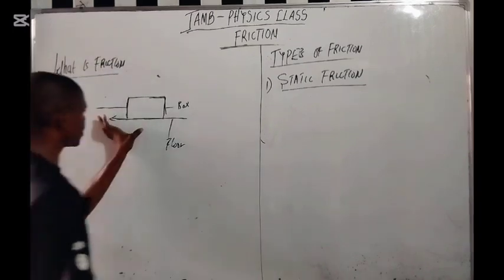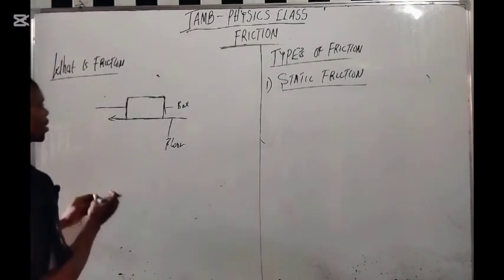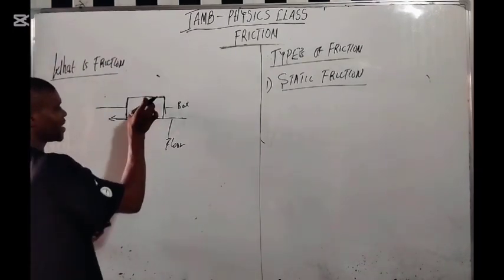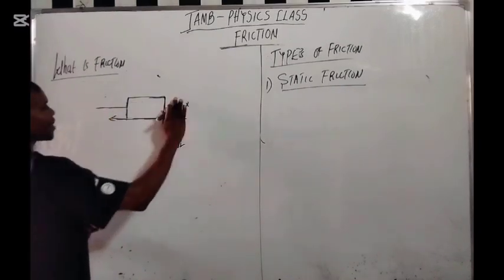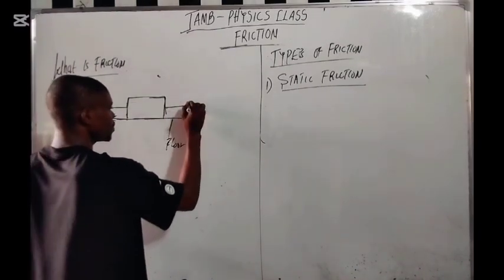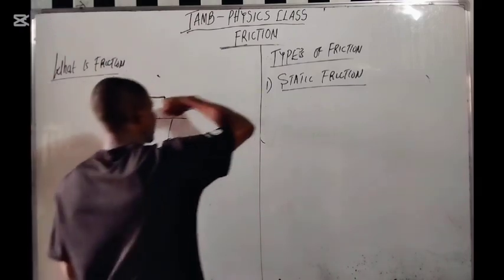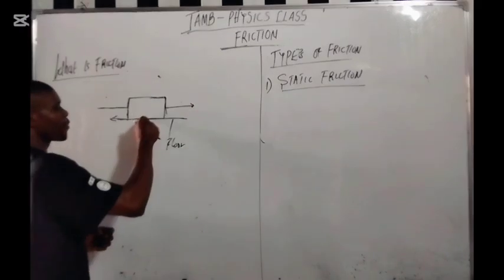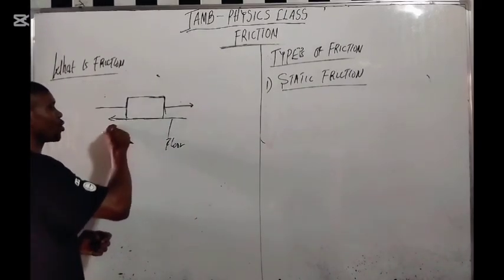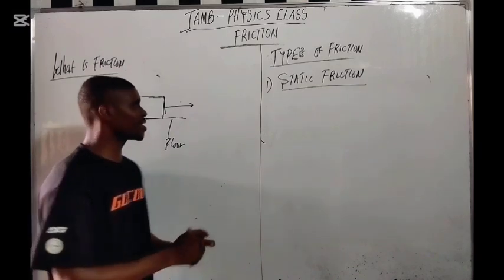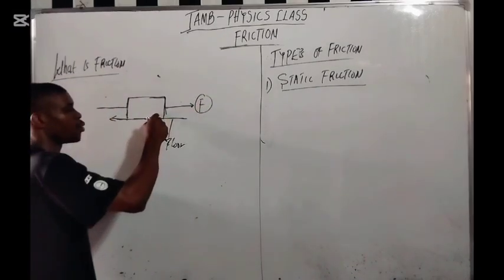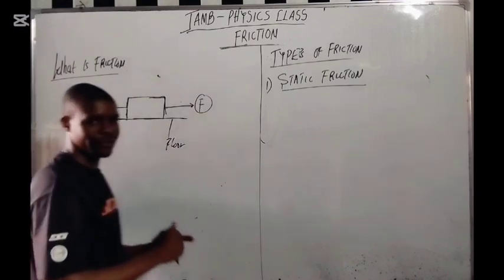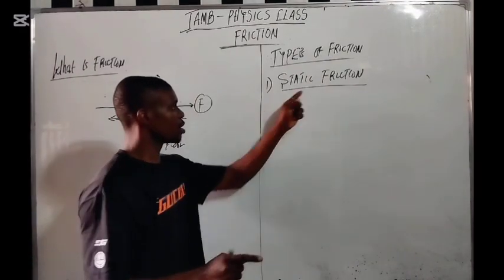Take an example like this one here. This object is stationary; it's not moving. If you apply a force to drive it, what prevents this bus from moving is called static friction. So before this bus can move, the force you apply must overcome the static friction. That's what static friction is.